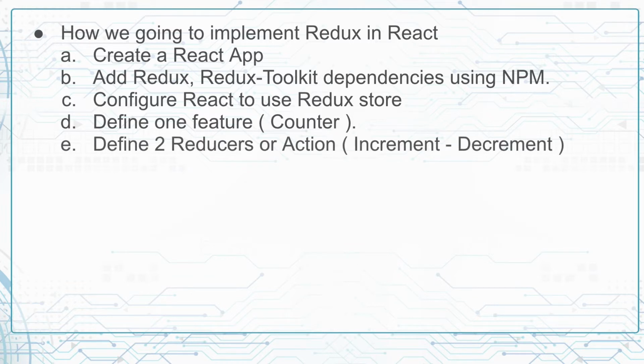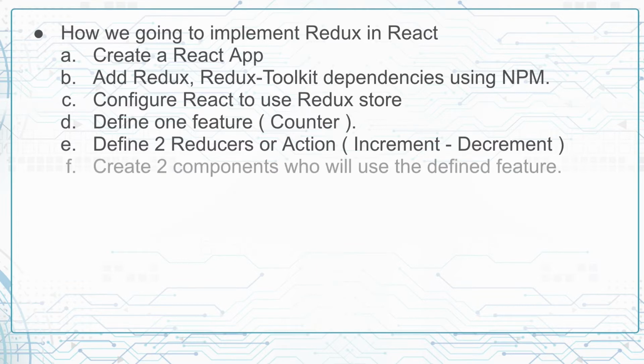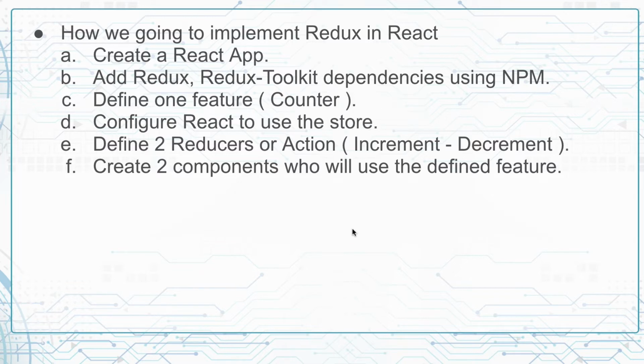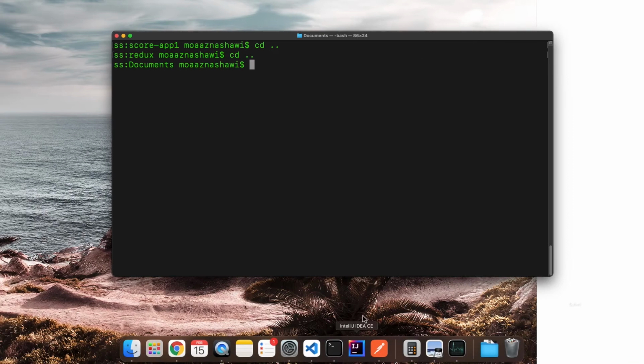Then we're gonna define two reducers of actions. The actions or reducers are like methods to manipulate the feature or the state, which is counter. Those two actions will be increment and decrement. Then we're gonna create two components which will use the defined feature, which is counter. So let's start.